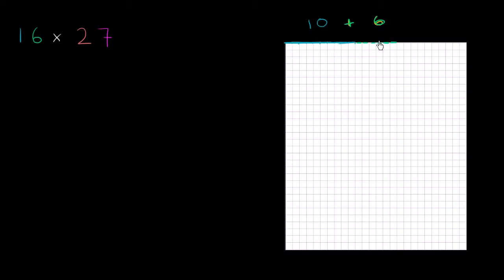So 16 is this whole length. The blue part is the 10. The green part is the 6. The 10 comes from the 1 in the tens place. It's literally 1 10, and this is literally 6 ones.